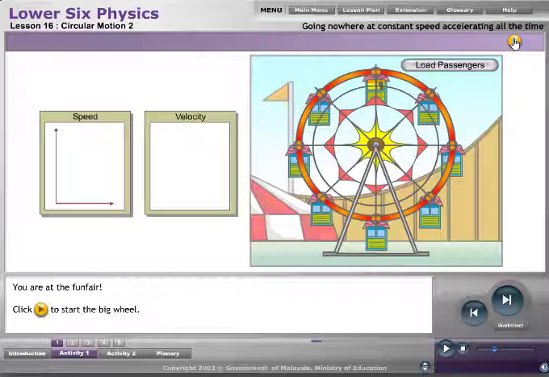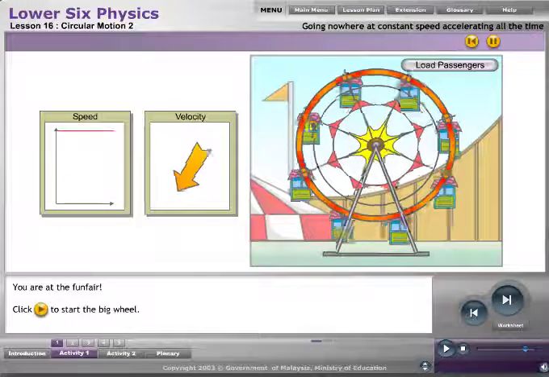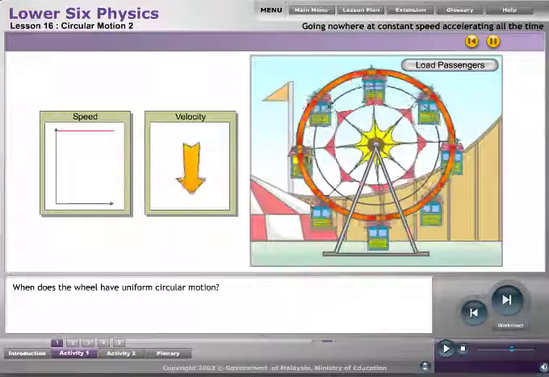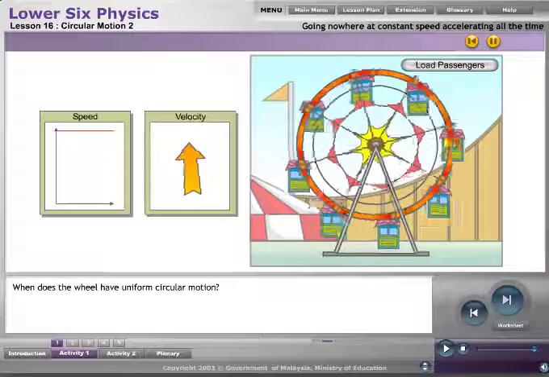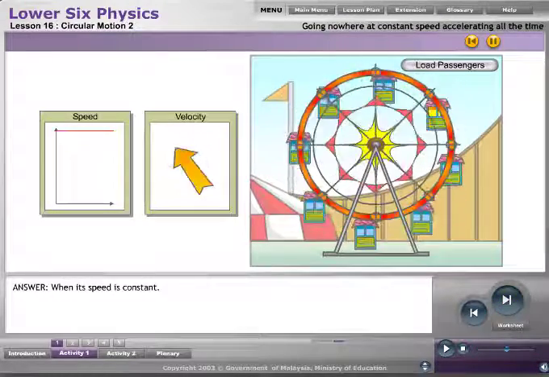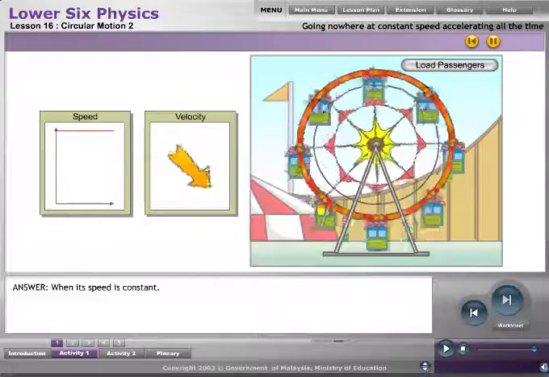You are at the fun fair. Click Play button to start the big wheel. When does the wheel have uniform circular motion? Answer: when its speed is constant.